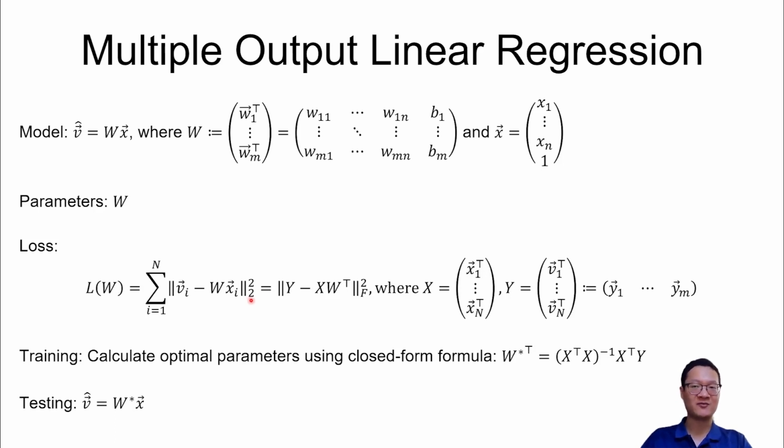Okay, and then the closed form formula for the W star turned out to be very similar to what we had before, except that again, the weights are a matrix. And for testing, we simply evaluate the model using the optimal parameters that we determined.